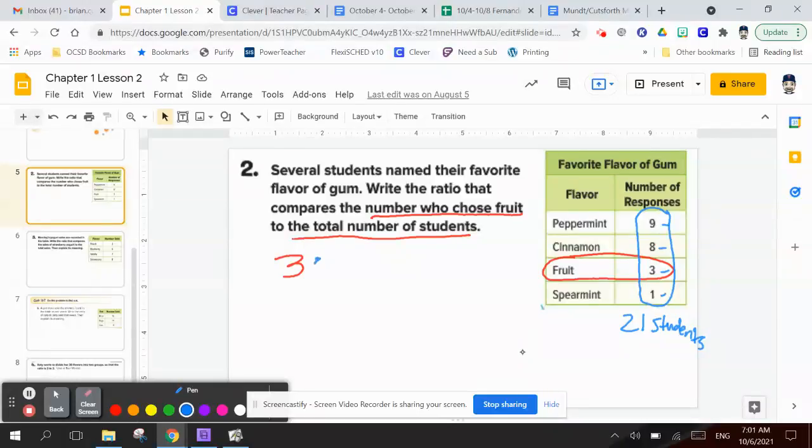So our ratio would be 3 who chose fruit to 21. Now again, we have to put that in simplest form. So I'm looking at using my numbers 2, 3, 5, 7, and 11. Well, 3 is a factor of 3. Does 3 go into 21 evenly? Yes. So I divide each by 3 to get my new ratio. 3 divided by 3 is 1. 21 divided by 3 is 7. So what this means is for every 1 student who chose fruit, there were 7 students.